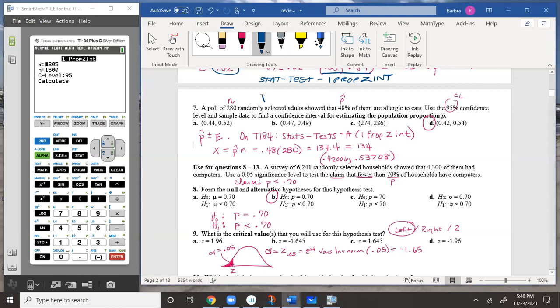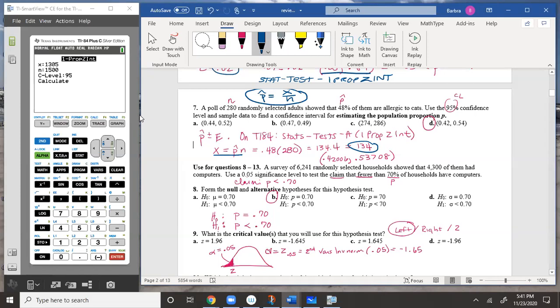That comes from the fact that P hat is equal to the proportion X over N. Okay, so if you know this formula, then you can see we could solve for X. X is equal to P hat times N. Okay, so P hat is 0.48, N is 280. We multiply and we get 134.4. But we need to round that because we're talking about people here, and rounded to the nearest whole number will be 134. So that is my X.